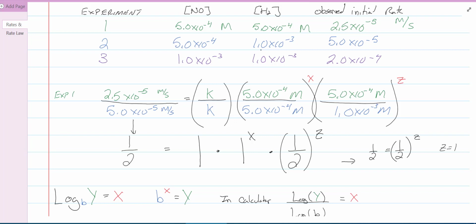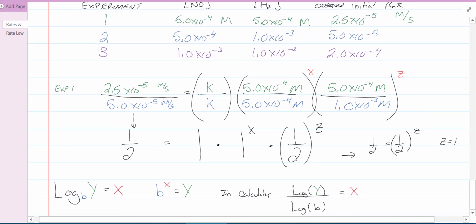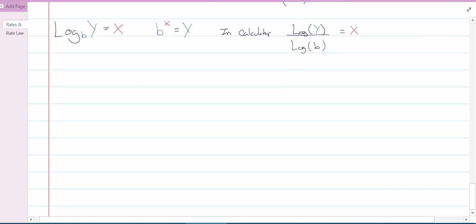You make one little change and then you go on from there. All right, so I'm going to use experiments 2 and 3 now. So in the same form, right? Remember that it's rate equals K, concentration of NO to the X power, we don't know, and H2, we know it's to the first, right? We now know it's to the first.